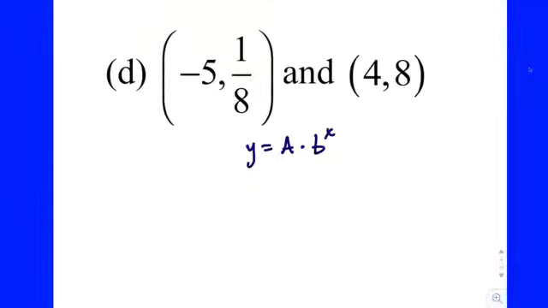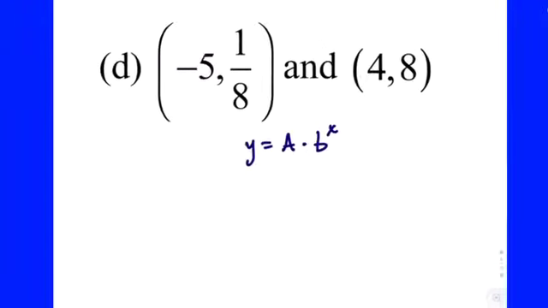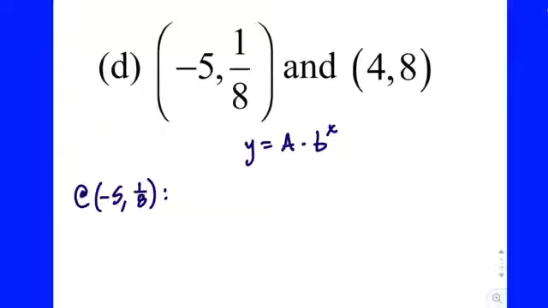A times b to the x. So we have two ordered pairs. Neither one of them is the y-intercept, so we'll just plug in. So we say at the first point, and again, it doesn't matter which one you call the first point, I'll just use the first one listed. We get 1/8 equals a times b to the negative fifth power. One equation, two unknowns. I'm going to need to use the other ordered pair.